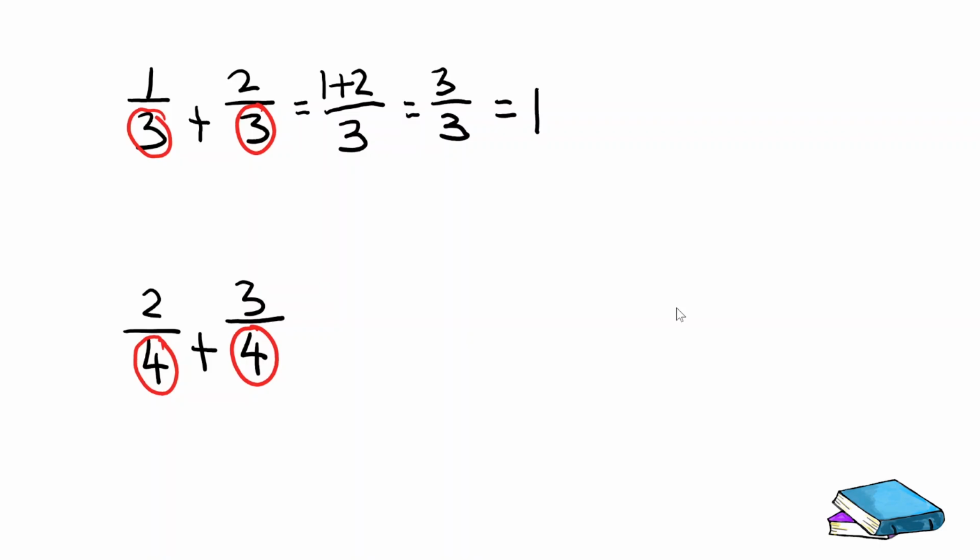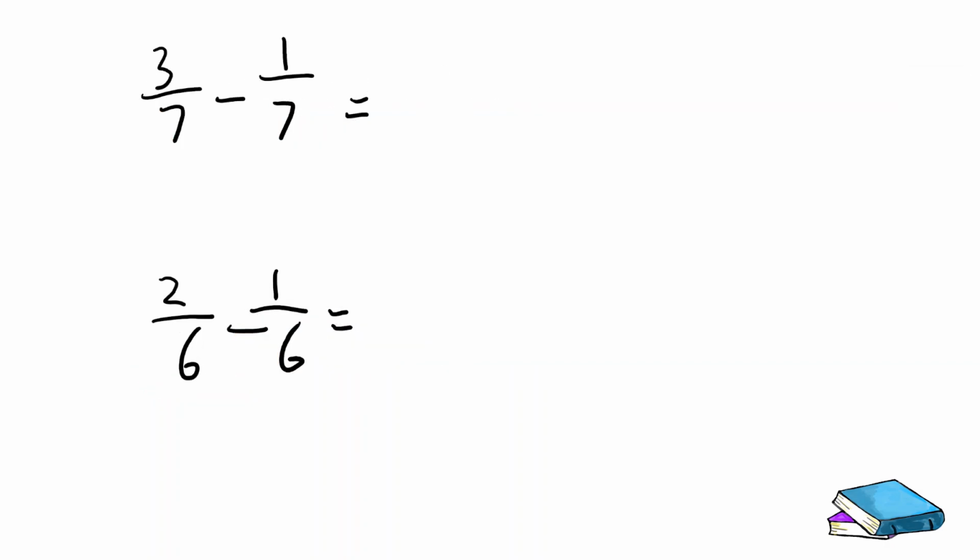In the second example, 2 over 4 plus 3 over 4, it'd just be 2 plus 3, which gives us 5 over 4. And if you wanted to convert it to a mixed number, it'd give you 1 1/4. The same applies for subtraction.